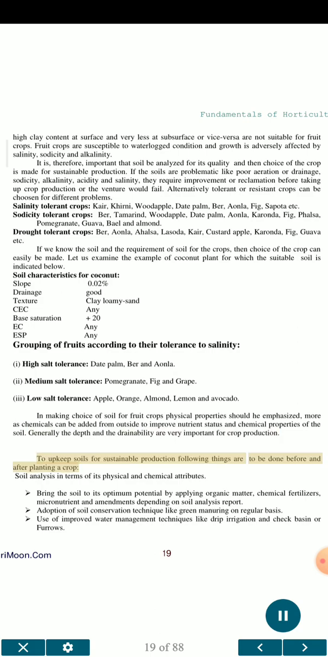To upkeep soils for sustainable production, the following things are to be done before and after planting a crop. Soil analysis in terms of its physical and chemical attributes. Bring the soil to its optimum potential by applying organic matter, chemical fertilizer, micronutrients and amendments depending on the soil analysis report. Adoption of soil conservation techniques like green manuring on a regular basis. Use of improved water management techniques like drip irrigation and check basin or furrows.